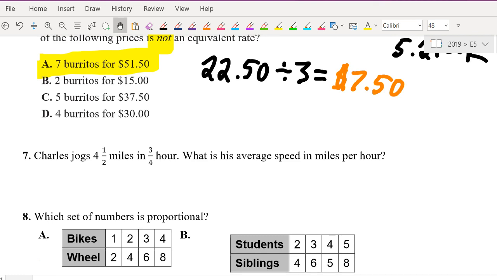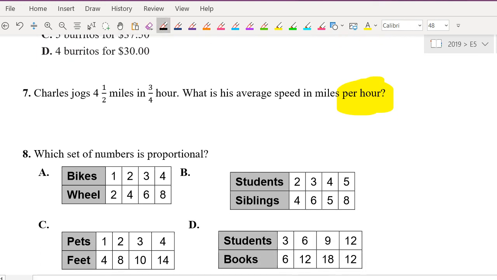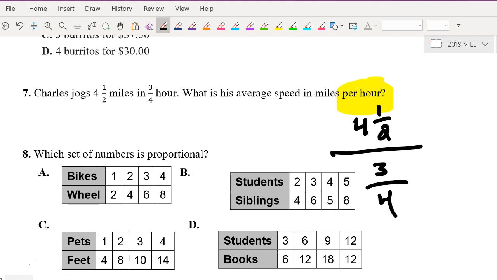So 4.5 miles in 3/4 of an hour. But we need to find miles per 1 hour. So is our answer going to be bigger or smaller than 4.5? Bigger. A little bit bigger, right? But not too much bigger. How do we do it? We want to use ratios, we want to use fractions. So first, 4.5 miles in 3/4 of an hour. So it's just a division problem: 4.5 divided by 0.75. But we're not going to do 0.75. We're going to show our work the correct way.